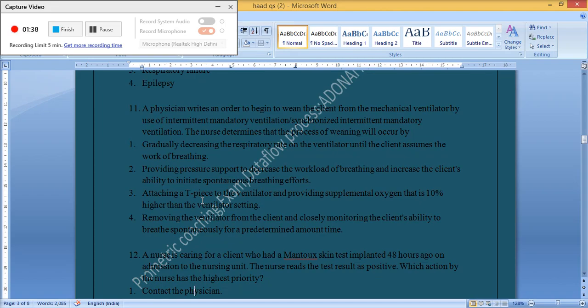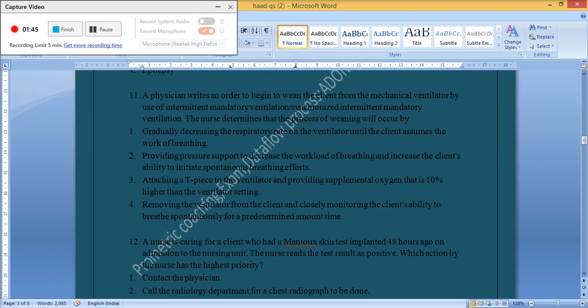3. Attaching a T-piece to the ventilator and providing supplemental oxygen that is 10% higher than the ventilator setting. 4. Removing the ventilator from the client and closely monitoring the client's ability to breathe spontaneously for a predetermined amount of time. The correct answer is 1. Gradually decreasing the respiratory rate on the ventilator until the client assumes the work of breathing.